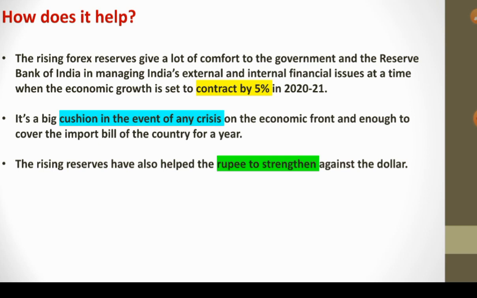The rising reserve have also helped the rupee to strengthen against the dollar. Yes, as I have already mentioned, the dollar rupee swap, how rupee strengthens, but it's less, because the rupee will strengthen more when we export more. China exports in $1 trillion and we export in $1 billion. So how can we strengthen the rupee? The demand of rupee in the international market is very less, but the demand of Chinese currency is more.